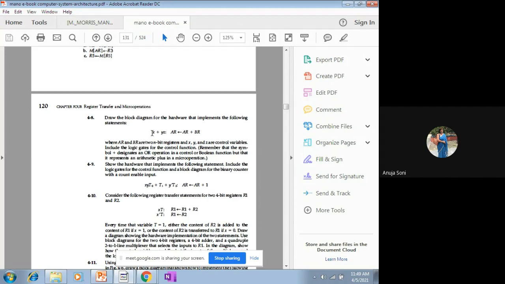Again some kind of control function is given. What is that control function? X plus yz. X, and whenever x plus yz is enabled, then this register transfer statement will take place. What is the register transfer statement? The contents of AR will be added to BR, and the result will be transferred to AR.